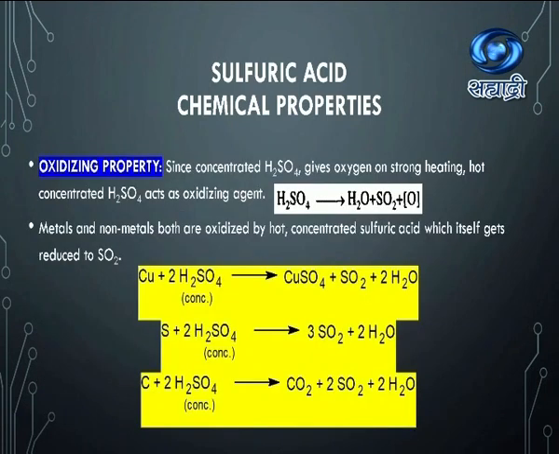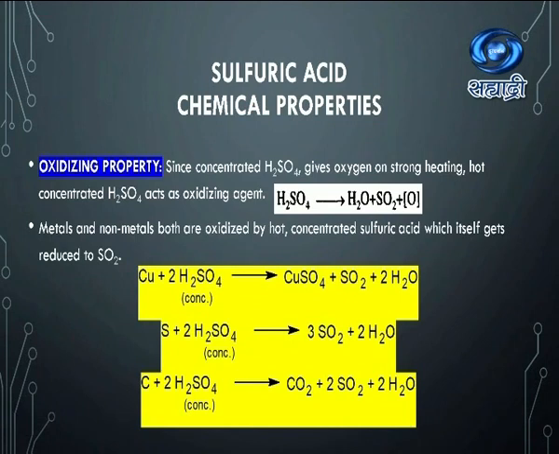The next property is oxidizing property, quite an important property of sulfuric acid. Since concentrated H2SO4 gives oxygen on strong heating, hot concentrated sulfuric acid acts as an oxidizing agent. So here is the equation. H2SO4 gives H2O plus SO2 plus nascent oxygen. So this nascent oxygen is responsible for oxidizing property.